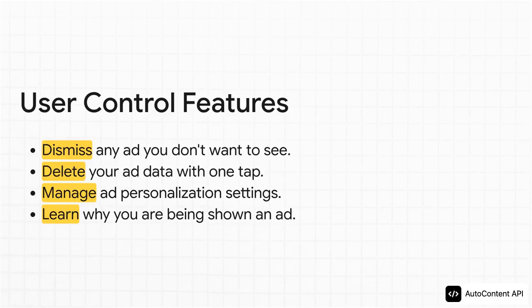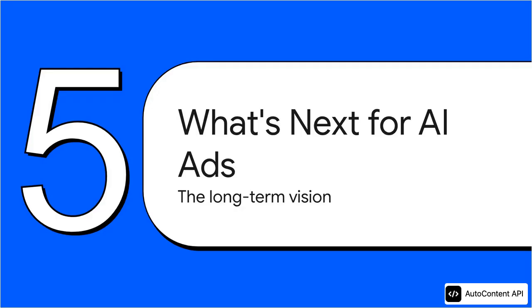And beyond just the policies, they're also giving you direct control over your experience. You'll be able to dismiss any ad you don't like, delete all your ad data with a single tap, and manage your personalization settings. They're even adding a feature that explains why you were shown a particular ad. This whole push for transparency seems to be a huge part of their strategy to get people comfortable with this change. Okay, so we get the details of the initial test, but what's the long game here?